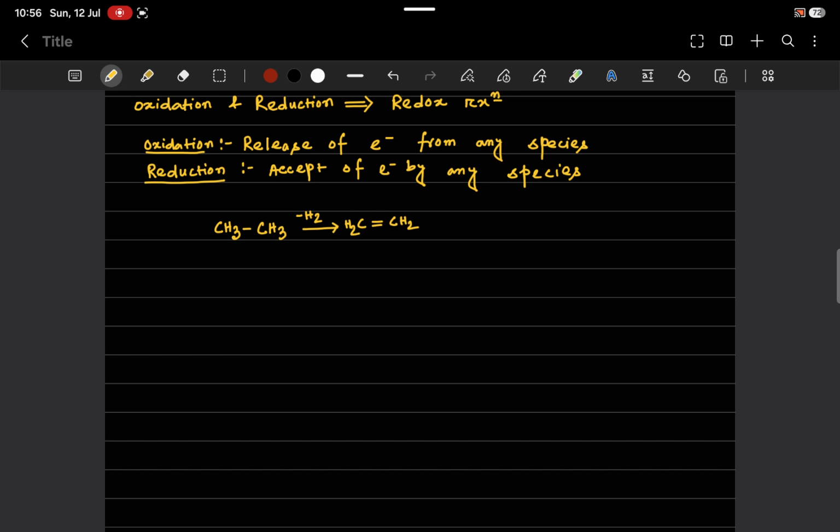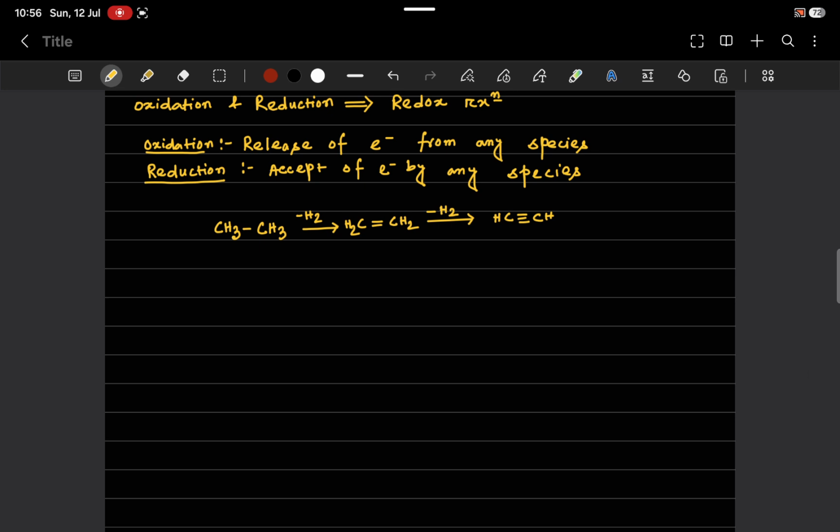This we can also consider as an oxidation process, because it is releasing hydrogen. Let's say from here, if we do the dehydrogenation again, what will happen? We will end up with acetylene. This is also an oxidation. This is also a process of oxidation.